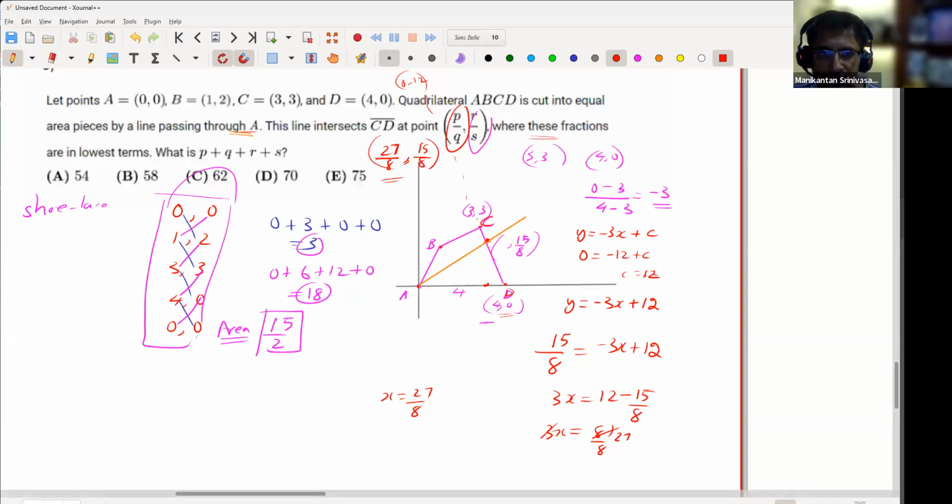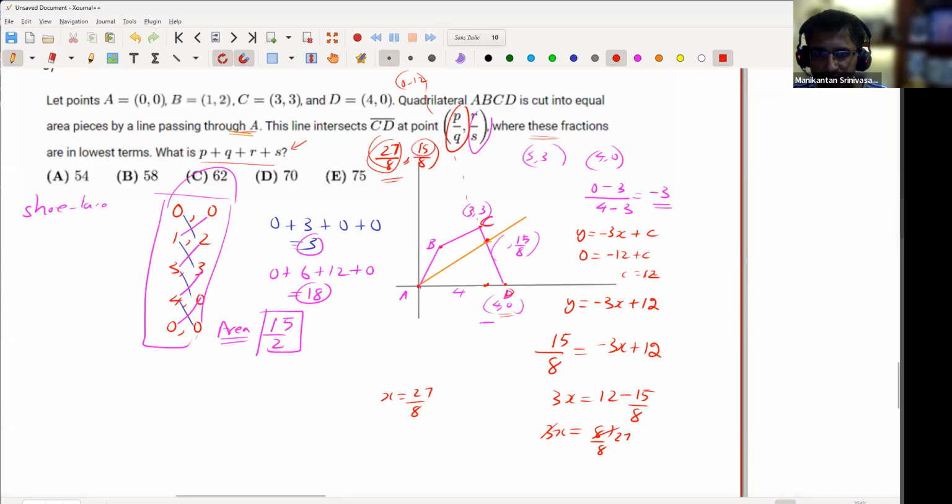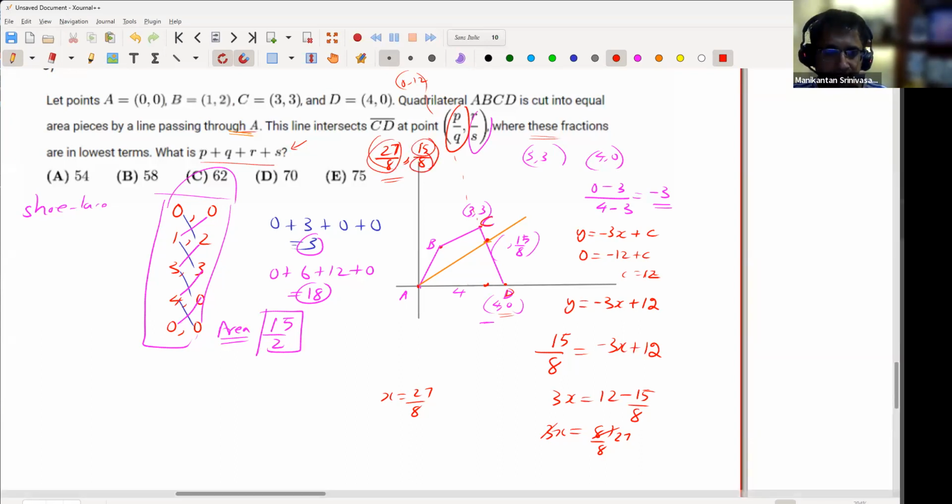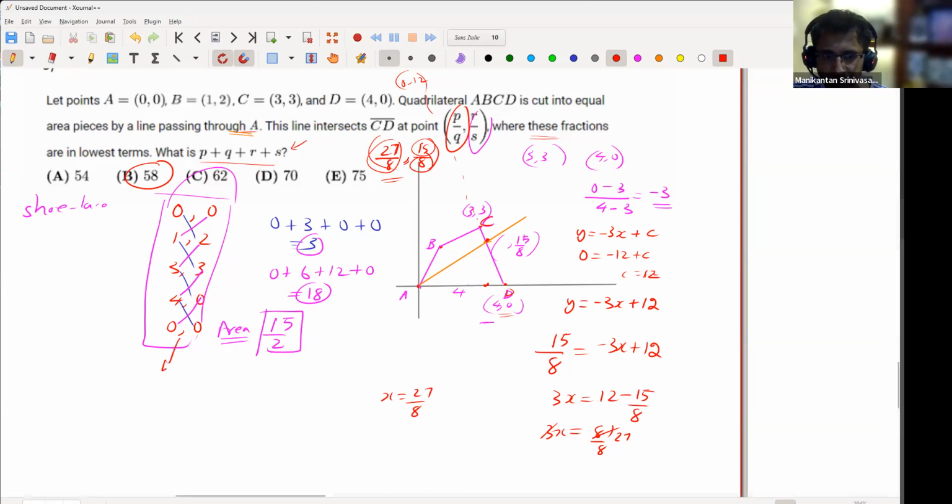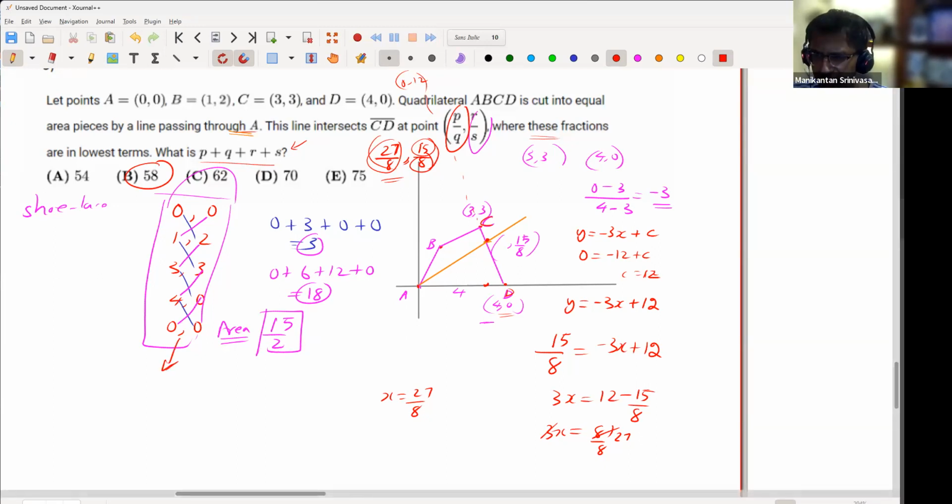Now, all he's asking is the sum of all these numbers, so only if you actually solve the problem will you be able to answer this, right? No guessing possible. So 27 plus 8 is 35, 50, 58. Thankfully, that's one of the choices. Otherwise, I would have had to see where the silly mistake was. Fairly easy problem, I'm saying it's easy, but doable. The only thing you should know is the area of this quadrilateral. That's the only missing piece that you probably didn't know.